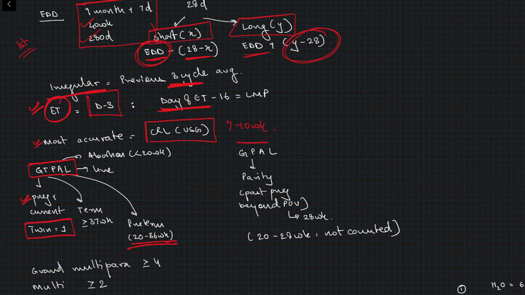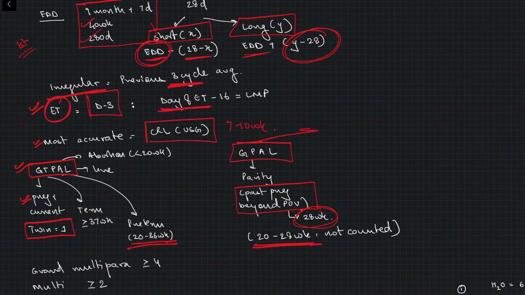In other countries, the GPAL system is followed, where P stands for parity, right? Why is it not followed in India? Because parity is defined as past pregnancies beyond the period of viability, and in India the period of viability is taken as 28 weeks. So there is no accountability for a period between 20 to 28 weeks. Hence, the GTPAL system is followed in India.